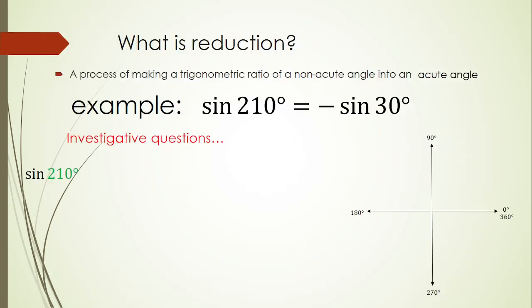Okay, so what is reduction? It's a process of making a trigonometric ratio of a non-acute angle into an acute angle. The example that I've shown there is sine 210 is equal to negative sine 30. Now, I'm going to show you how I got that answer of negative sine 30.